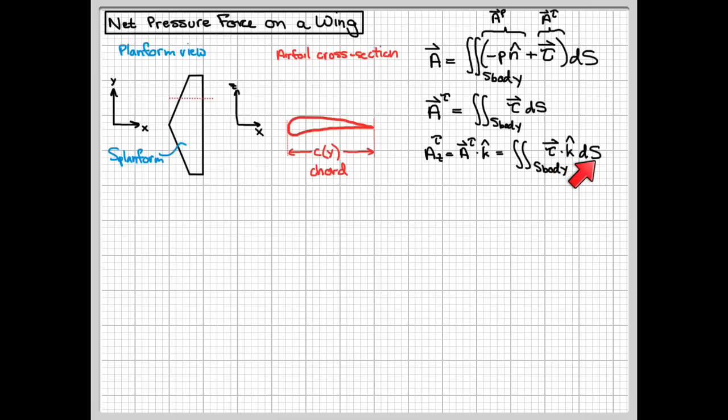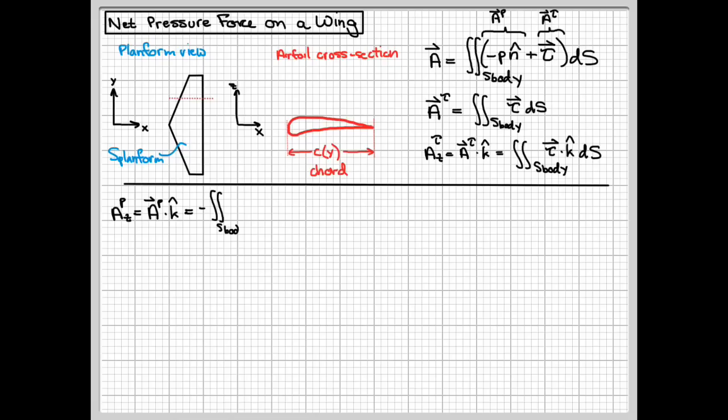What we're going to pay attention to, though, is, let's look in more detail at the pressure force in the z direction. Okay, so A_Z^P. And just like with the viscous stress, that's just taking the pressure force and dotting it with k. So I get the pressure force, and now I'm dotting it into the k direction. So I've got minus P n hat dot k hat ds. Okay, and that would give me the z component of the pressure force.